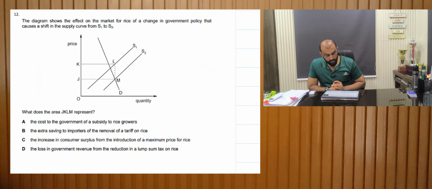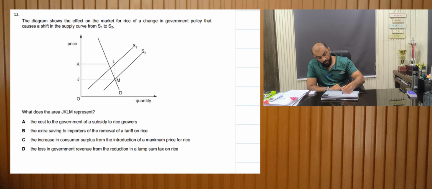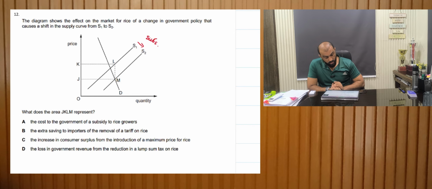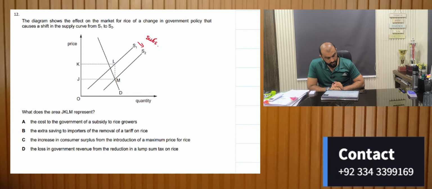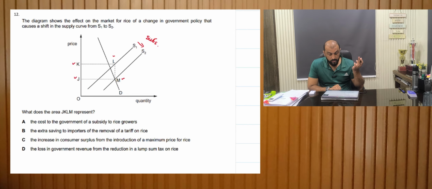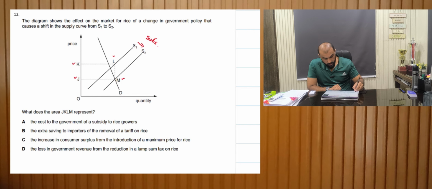The diagram shows the effect on the market for rice of a change in government policy that causes a shift in supply curve from S1 to S2. So it's shifting outwards, which means that it might be a subsidy. All right. What does the area JKLM represent? So this is basically the total subsidies given by the government. Well, A should be the right answer.